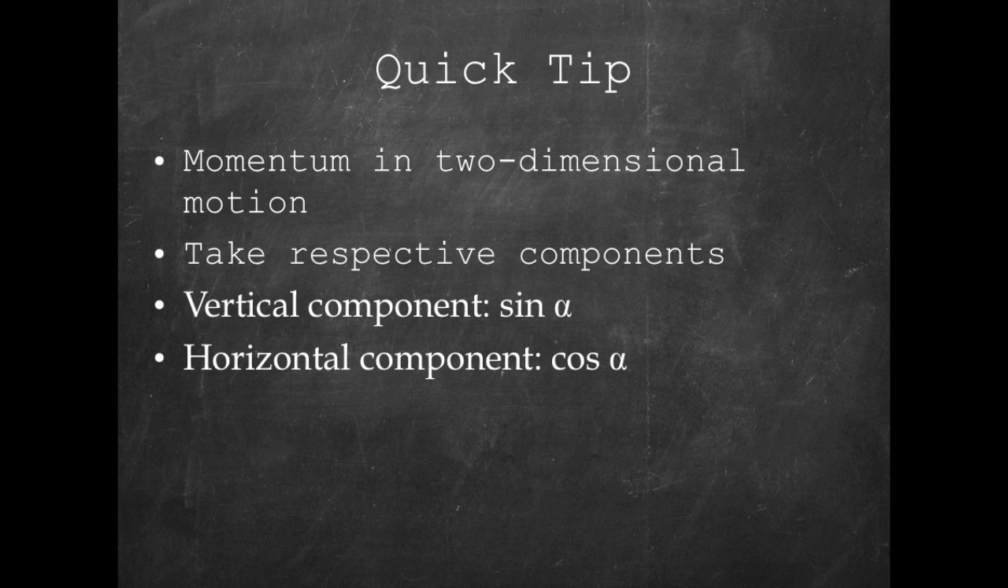Okay, so a quick tip when solving problems involving momentum is that you may come across a problem in which the object is colliding in two-dimensional motion. And so in this case you would have to take the respective components of the objects colliding. And so of course for the vertical component you would use the sine of an angle, and for the horizontal component you would use the cosine of an angle.